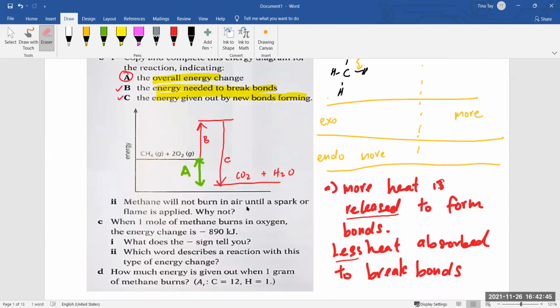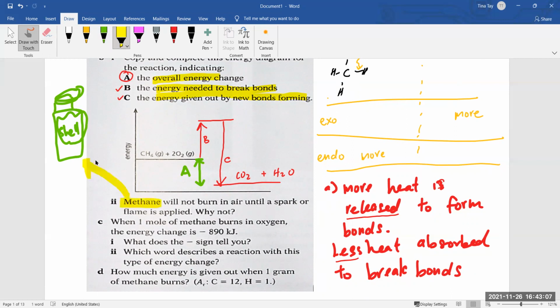Methane will not burn in air until a spark. Why? Can things suddenly just burn by itself? Like the methane gas in your cooking gas, the cooking gas in your house. I'm sure everybody's house has cooking gas, Shell, Petronas, whatever. This cooking gas is made from methane. It's very flammable, but will it just explode like that and burn, or must you have a stove?